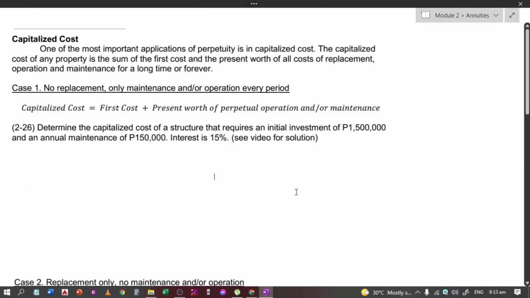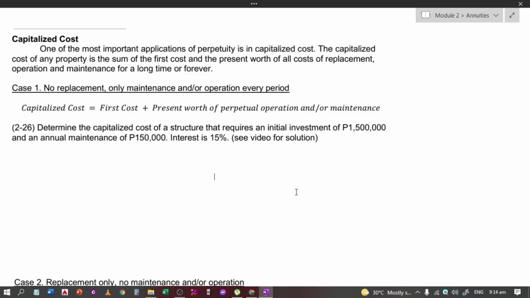Next is capitalized cost naman. Capitalized cost is one of the most important applications of perpetuity. The capitalized cost of any property is the sum of the first cost and the present worth of all cost of replacement, operation, and maintenance for a long time or forever. So, itong capitalized cost, di ba? Ginagamit siya madalas ng malalaking company which continues indefinitely. So, when we say capitalized cost, once na invest ka sa isang equipment, hindi lang yung mismong pinambili mo ng equipment na yon ang capital mo, but lahat ng magiging gastos mo sa kanya like replacement or maintenance or yung lahat ng cost for its operation. So, yun yung kino-compute natin dito sa capitalized cost.